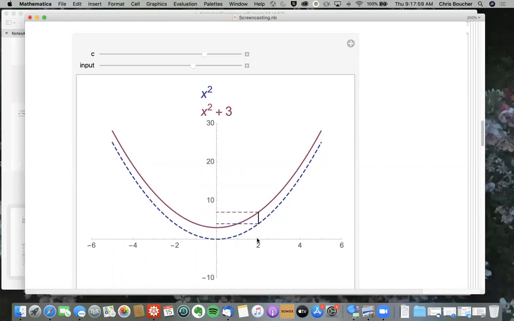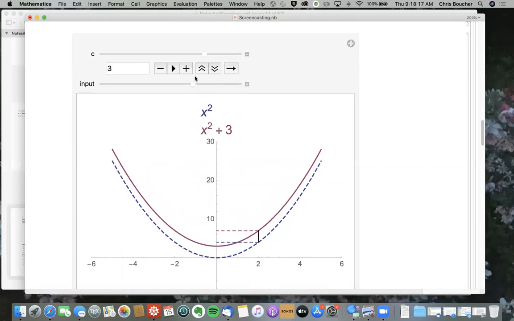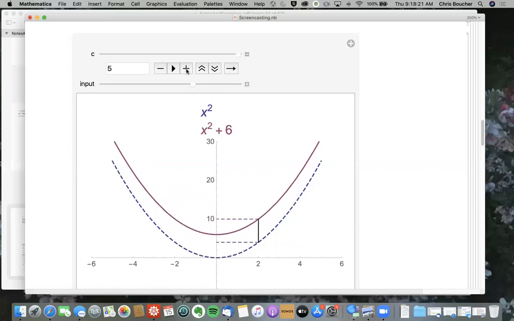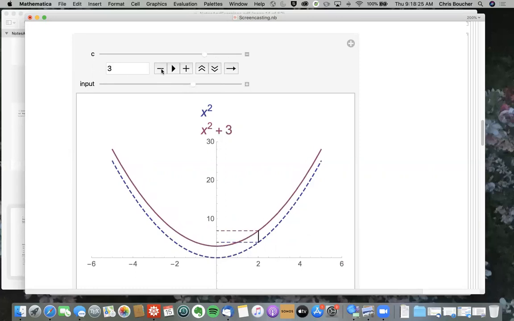So at any input value, the height on the blue curve is the original function. If I add 3, then I go up 3 more units. And since I do this everywhere, all along the input axis, the effect on the graph is to take the blue curve and shift it up by 3 units, right? So if I keep increasing that shift, you can see that purple curve keeps going up, right? And then as I decrease the shift, it goes down.